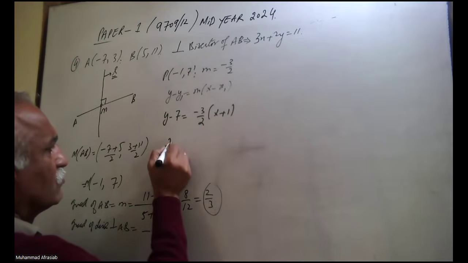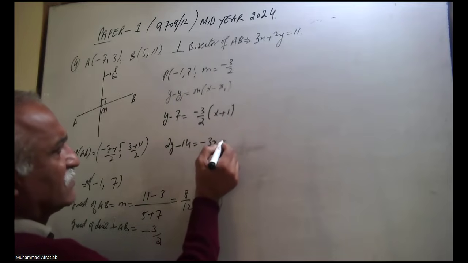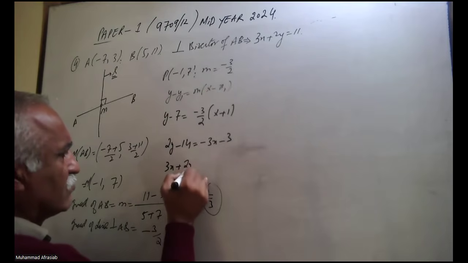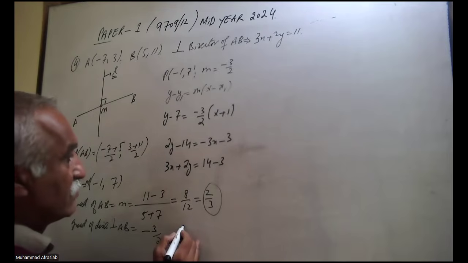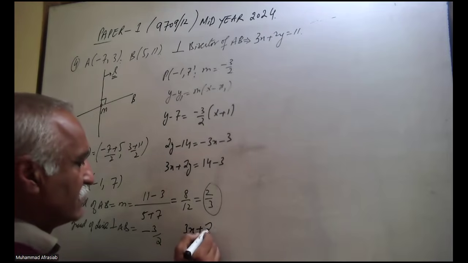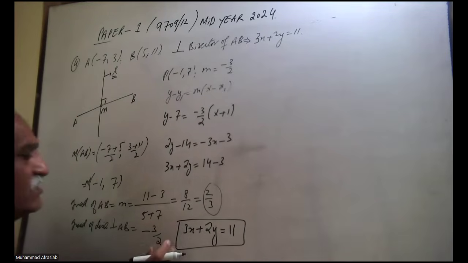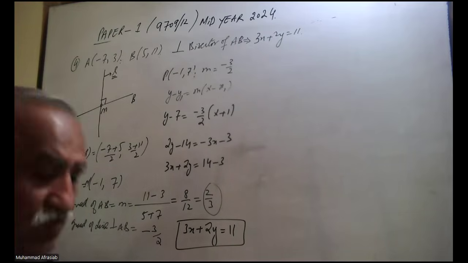So this will be equal to 2y minus 14 is equal to minus 3x minus 3, or 3x plus 2y is equal to 14 minus 3, or this equation will become 3x plus 2y is equal to 11. That is the equation we have to show in the first part, that the equation of the perpendicular bisector of AB is 3x plus 2y is equal to 11.